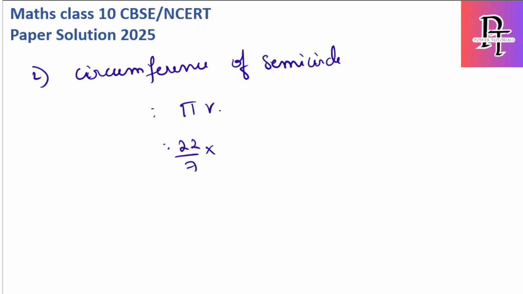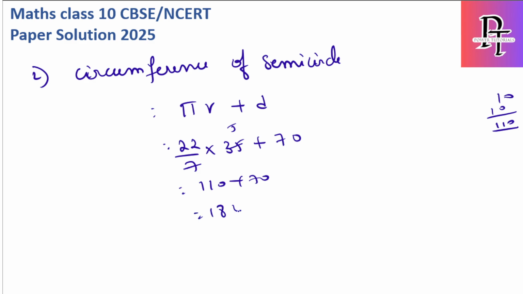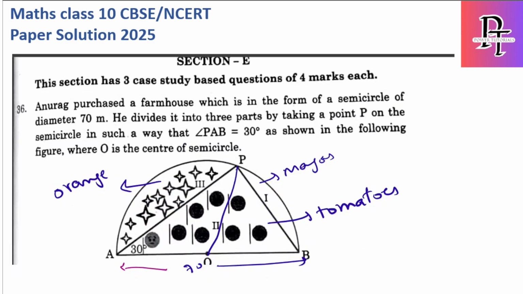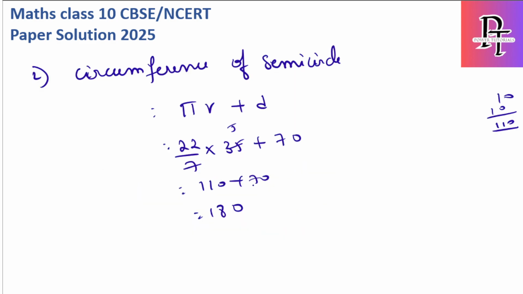Pi r means 22 by 7. Okay, it's not only this, it is arc plus diameter also you have to do. 22 by 7 into 35 plus diameter they provided, which is 70. 7 5 is 35, 2 5 is 10, 2 5 is 10, it becomes 110. 110 plus 70, which is 180. We need to write the units as well. Here it is in meters, so this also will be in meters. So one more question is done.